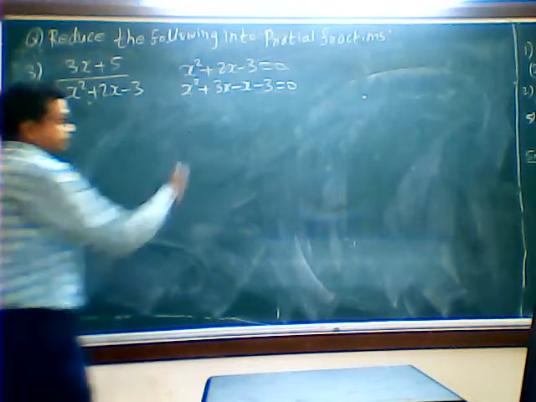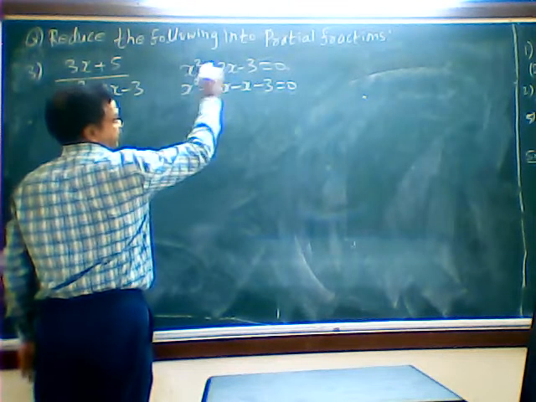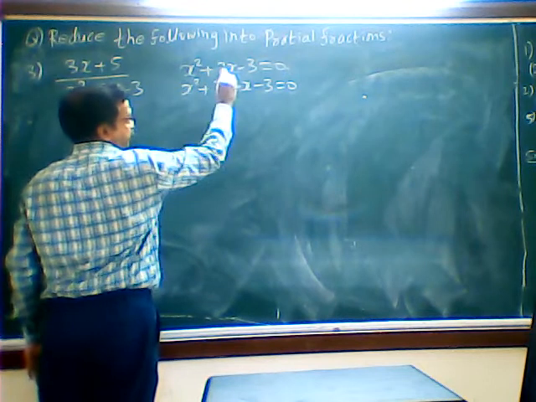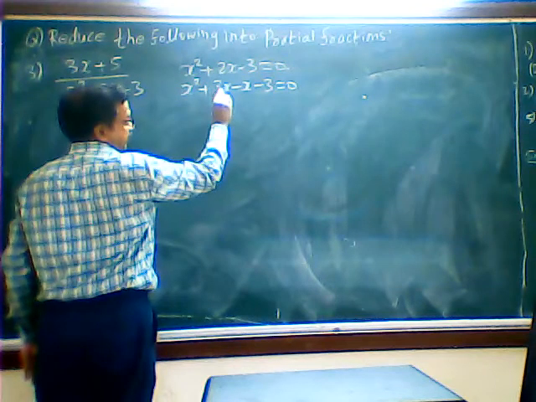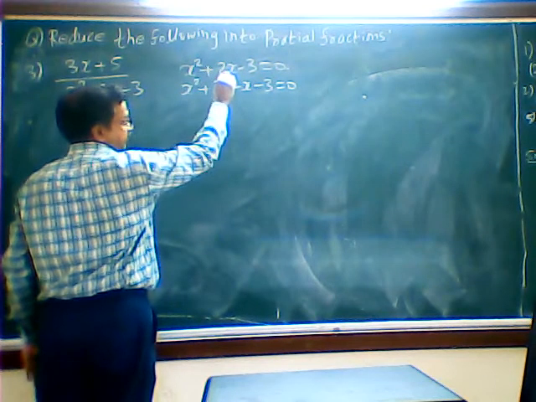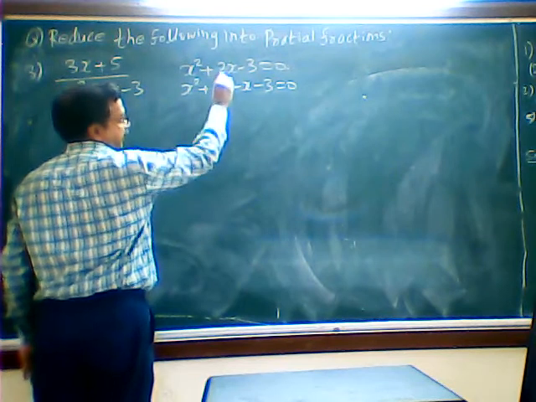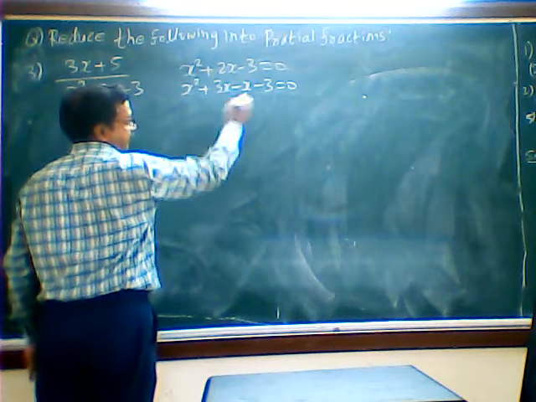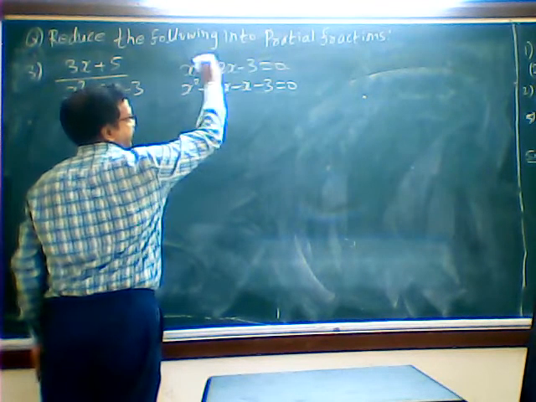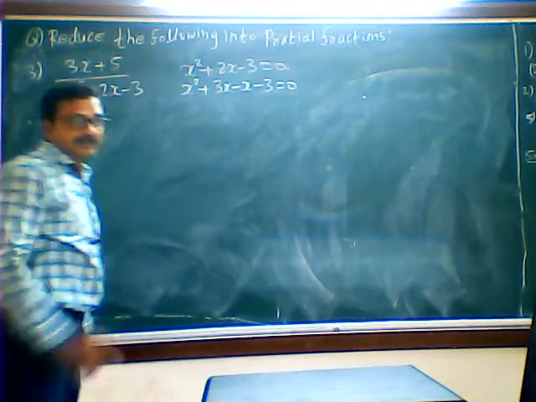Okay? I'll repeat again here. x square plus 2x minus 3 is equal to 0. Here 2x is there. So I am taking 3x minus x and getting 2x. And if I multiply 3x into minus x, I am getting minus 3x square. So that way it should match.